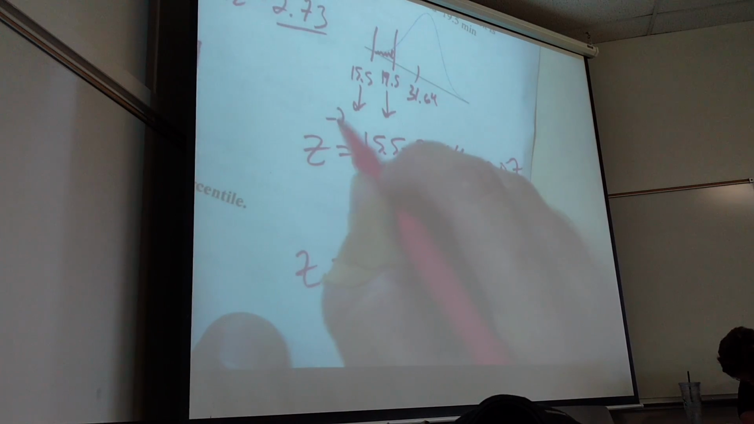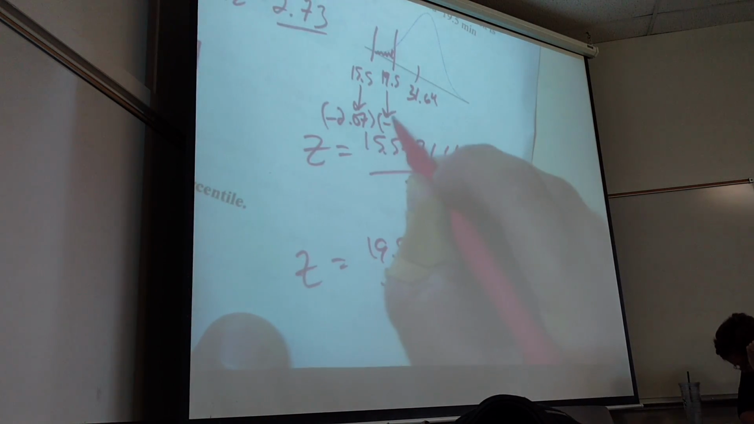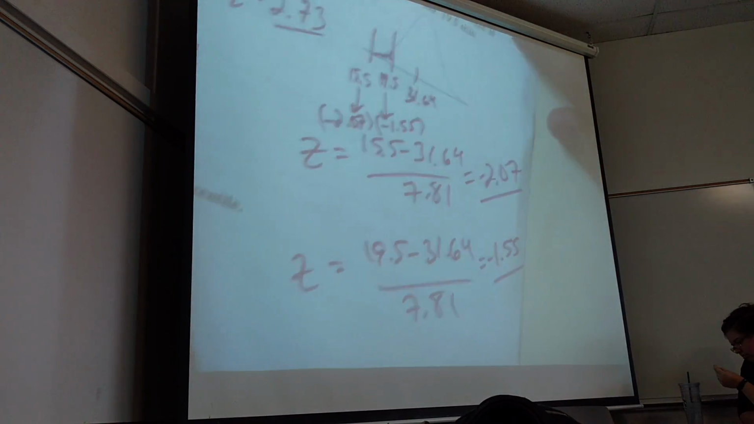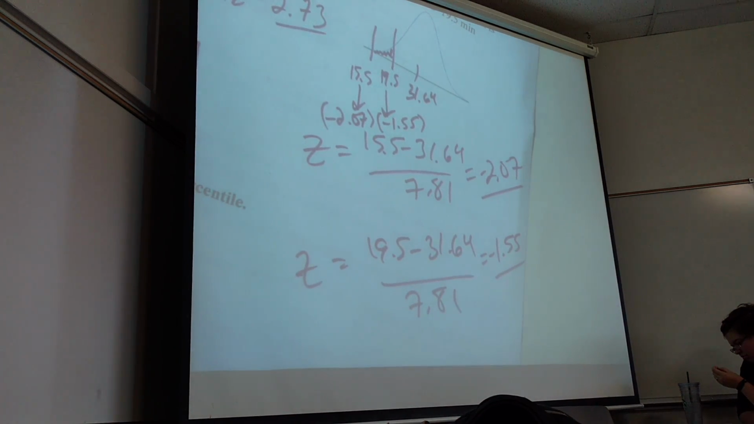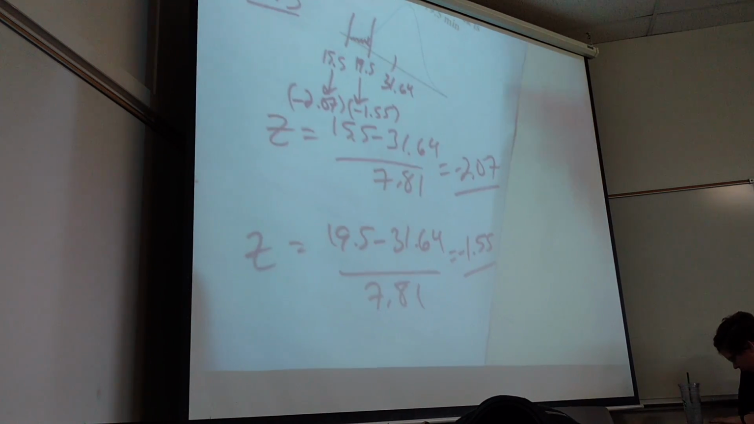This is negative 2.07. This is negative 1.55. Be really, really careful. Truly round it. Don't just cut it off. If it's 0.66666, make it 0.67. Don't cut it to be 0.66. You will lose points. Or maybe a point, really. Just be careful. Now, what do I do? Subtract these?